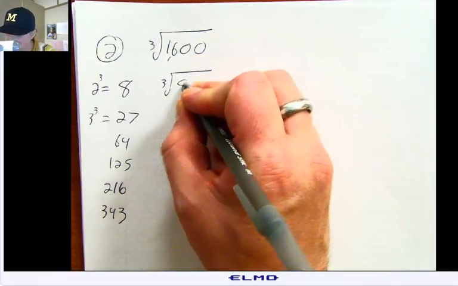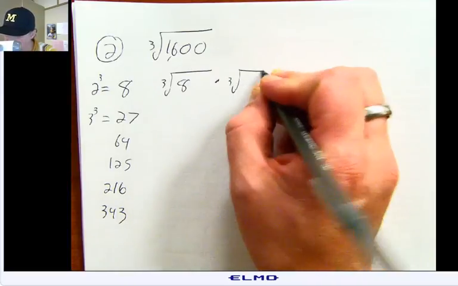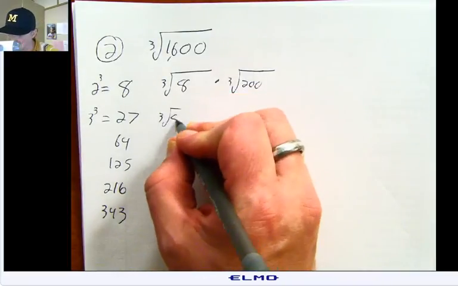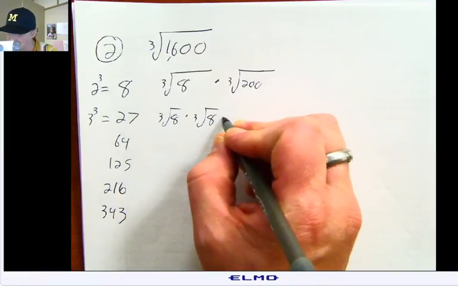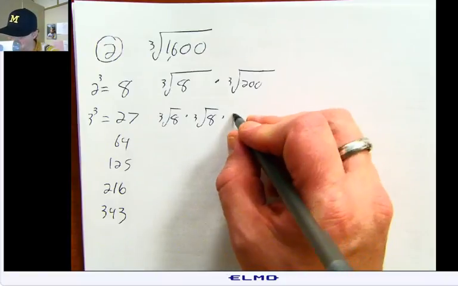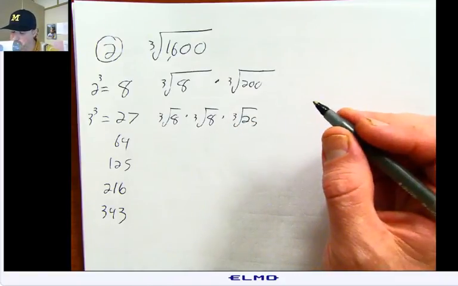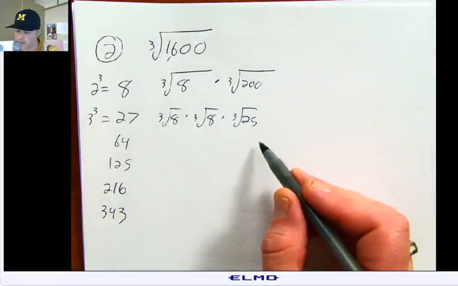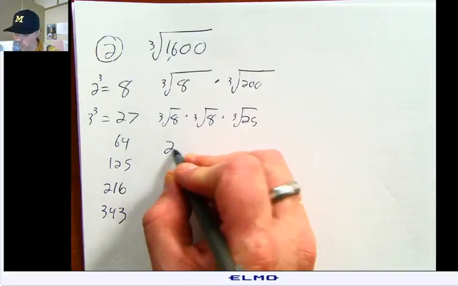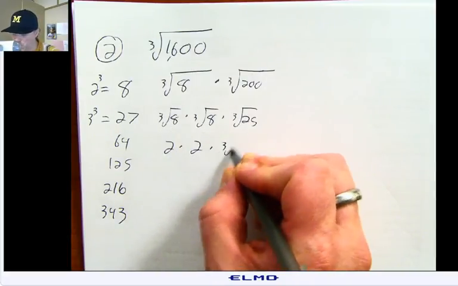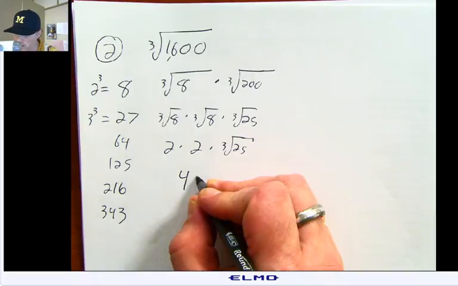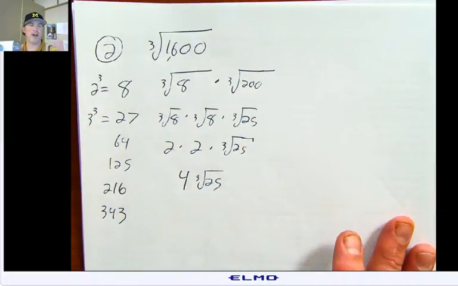So I could break this into cube root of 8 times cube root of 200. And I know another 8 divides out of 200, so this would become cube root 8 times cube root 8 times cube root of 200 divided by 8, which is 25, so cube root 25. Now nothing on this list divides out of 25, so we're done with our simplifying. Cube root of 8 is 2, cube root of 8 is 2, cube root of 25 cannot be simplified. 2 times 2 is 4, so you have 4 times the cube root of 25.